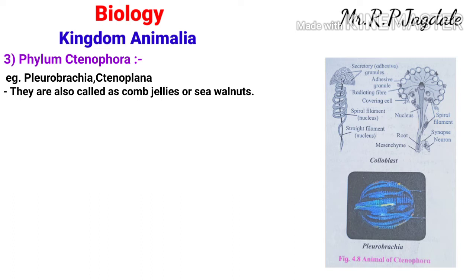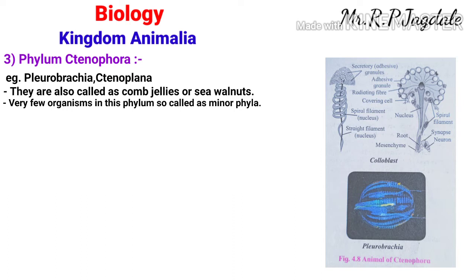Ctenophora is one of the minor phyla. Why is it a minor phylum? It is a minor phylum because there are very few organisms in it. Remember, students, that it is called one of the minor phyla with few organisms. It can be asked which is the minor phylum. So Ctenophora is the minor phylum with few organisms.